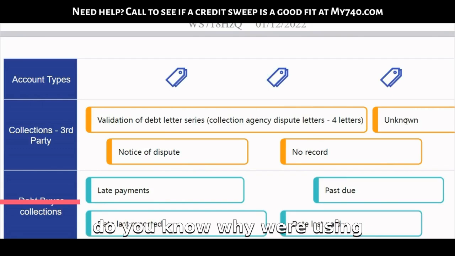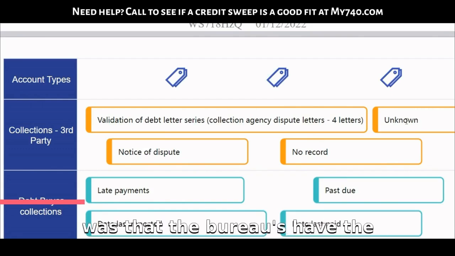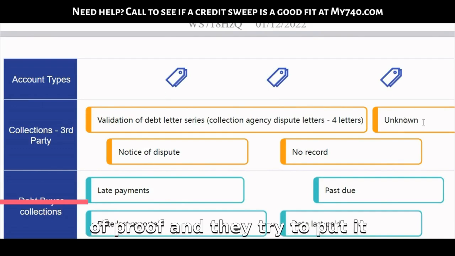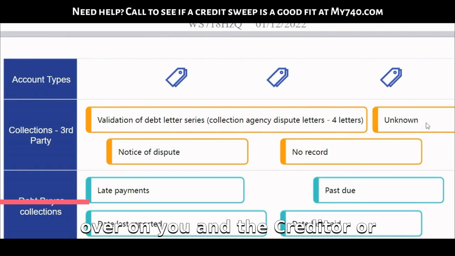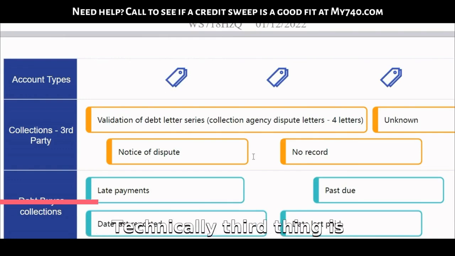Now, do you know why we're using unknown? On Cushman versus TransUnion from the 1990s, the congressional opinion was that the bureaus have the burden of proof, and they try to put it over on you and the creditor or the collector. Technically, third thing is the notice of dispute.